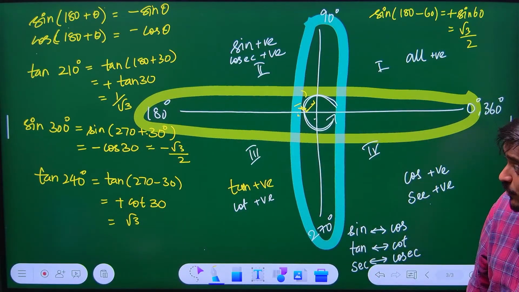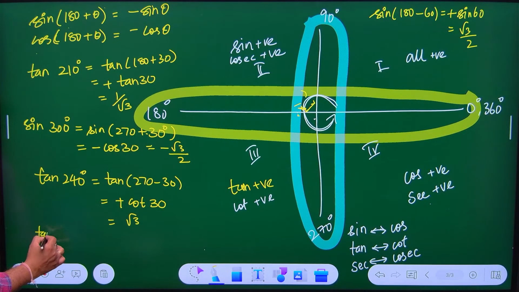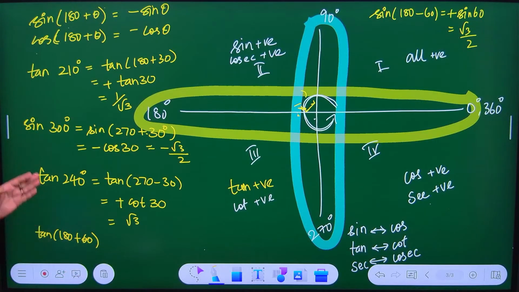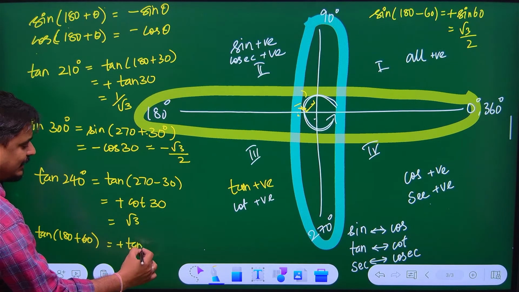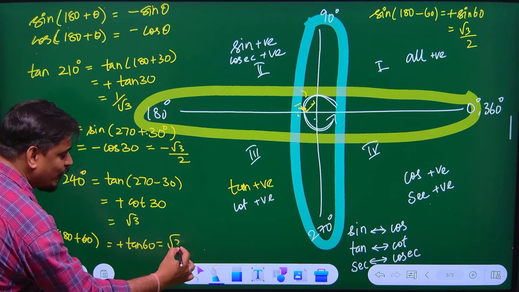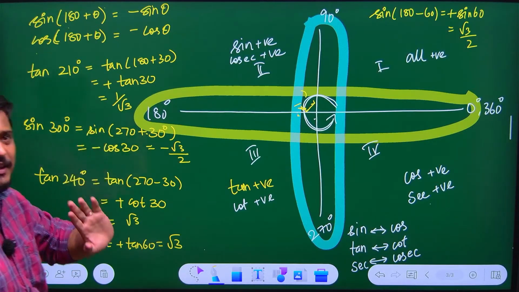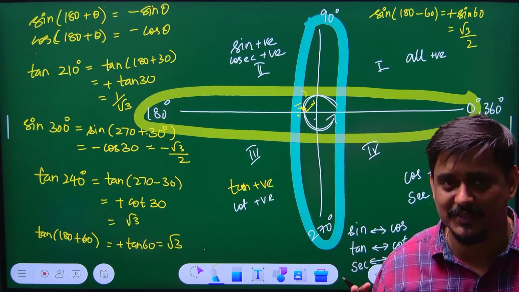If some student would have taken tan 240 as tan 180 plus 60, they are also right. Which quadrant? Same third quadrant. Tan will remain positive, and plus tan 60, which is going to give you root 3. Answer will come the same, whichever step you take. I hope allied angles are going inside your head.